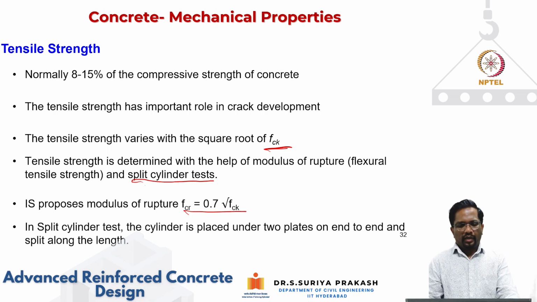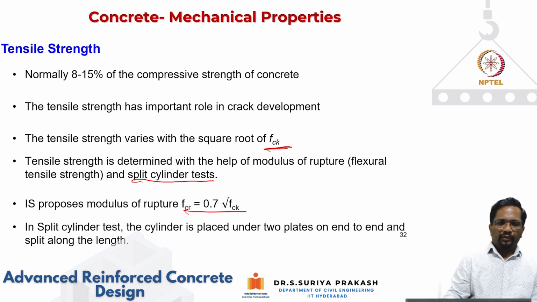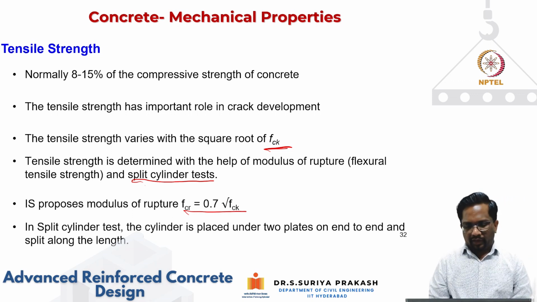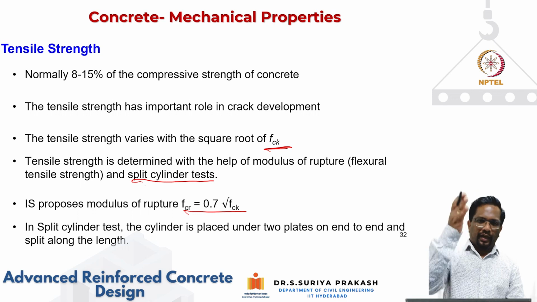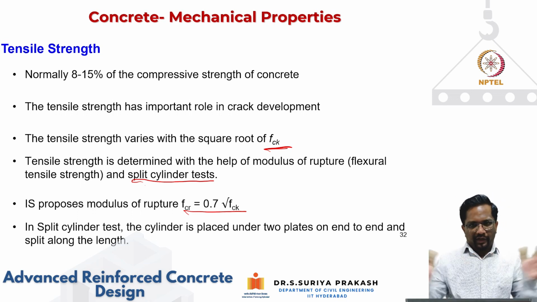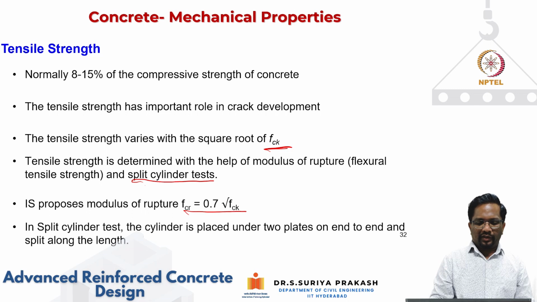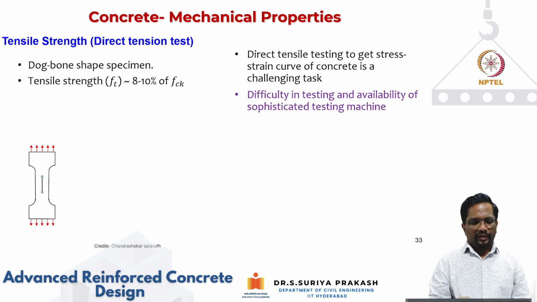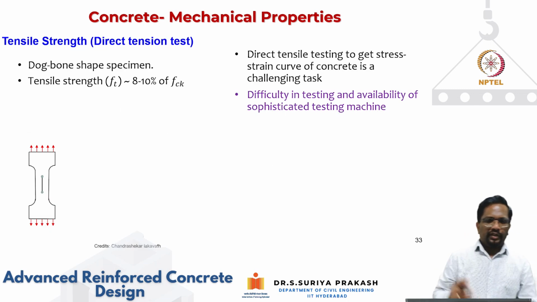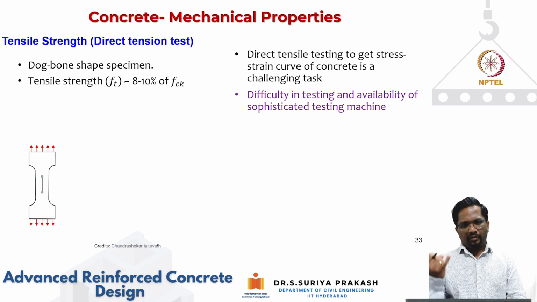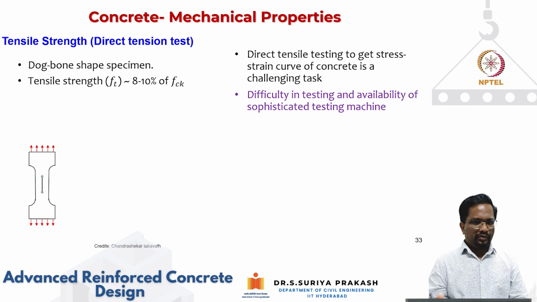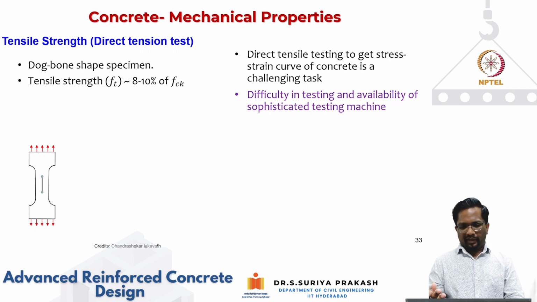Right? And in the cylinder test, actually a split cylinder test, what we do is we put the cylinder in the transverse direction and we apply a line load, and then we create tension across the diameter. We'll see that. Okay, so these are three ways. Either you can do direct tension, or you can do splitting tension, which is easy, and you can use the modulus of rupture test, which is a bending test.